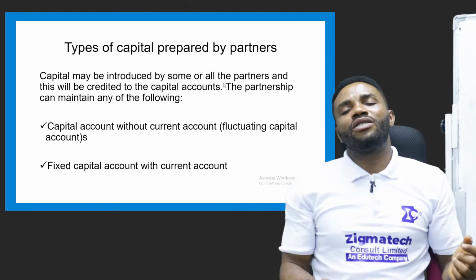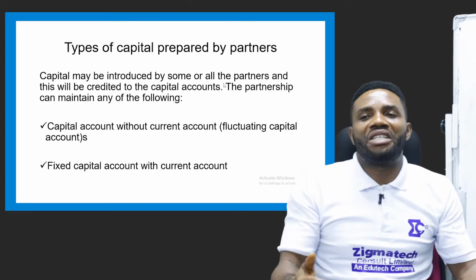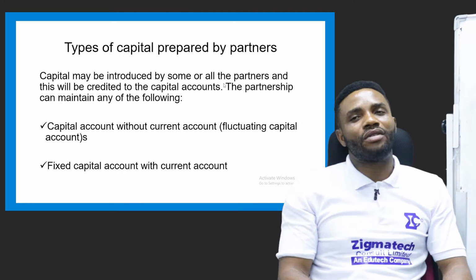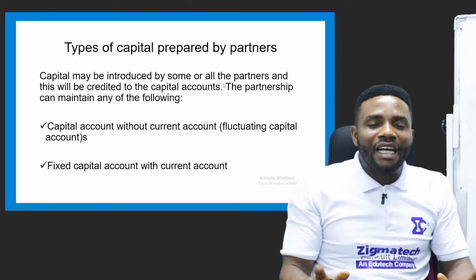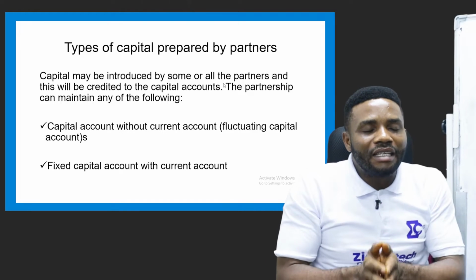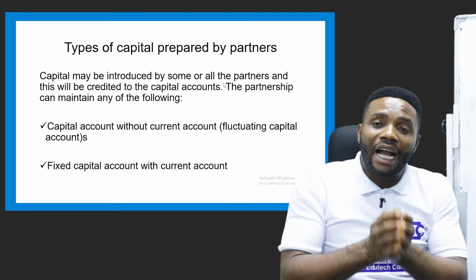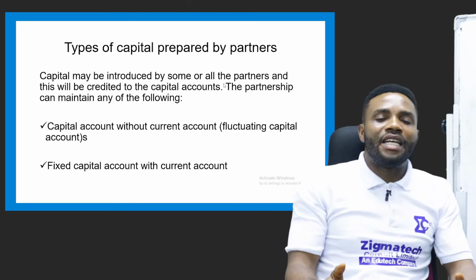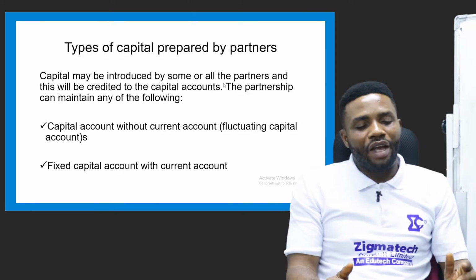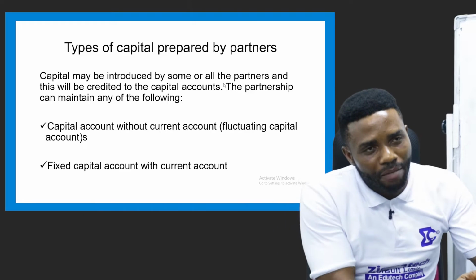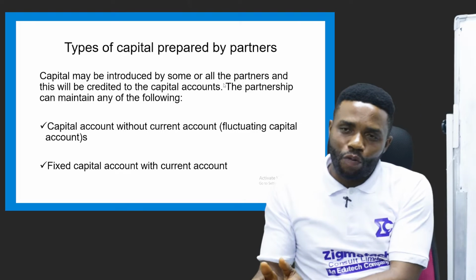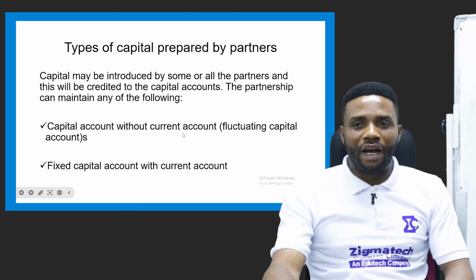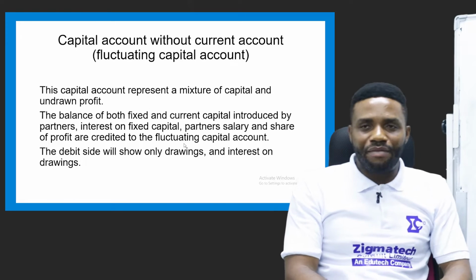The partners can say, let's not worry ourselves and begin to open different accounts in the bank. Let's just maintain only one account without a current account. That means the account maintained is just a capital account without current account. We can also have one that is just fixed capital with current account. We have one that is open for our fixed capital, and then we have one that is open for our current capital. Let's explain them one after the other for easy understanding and assimilation.